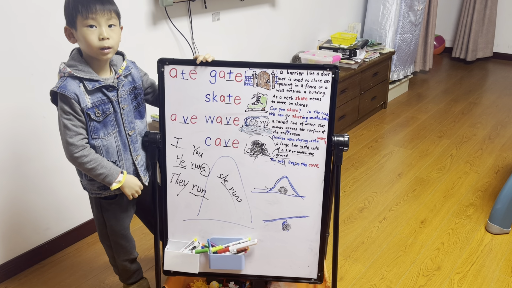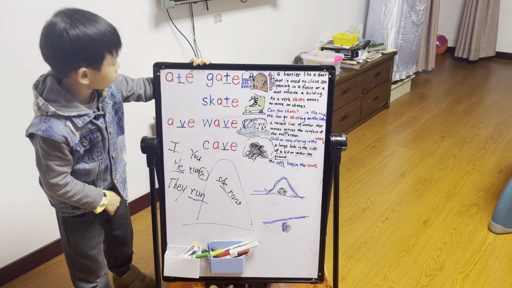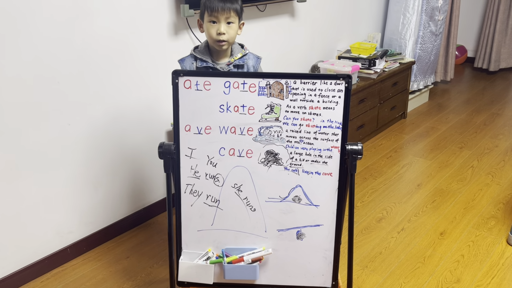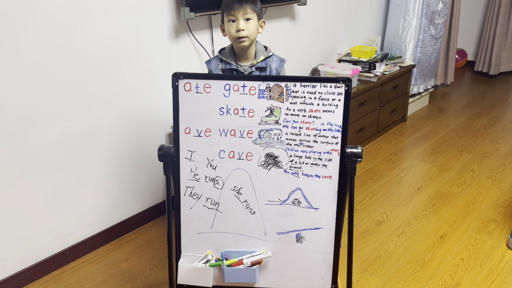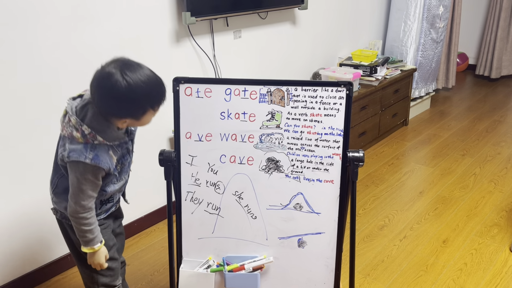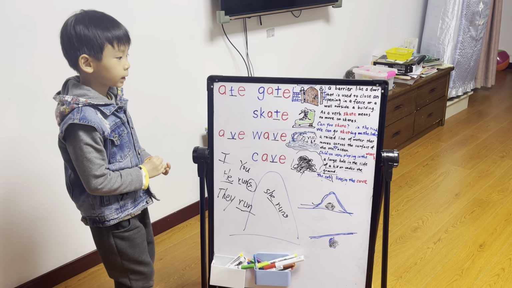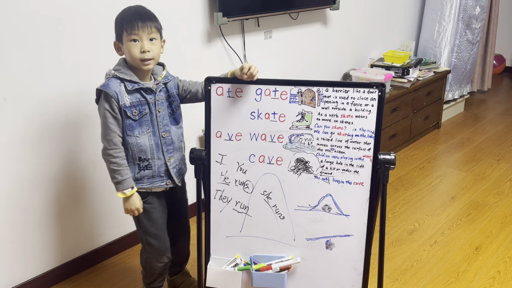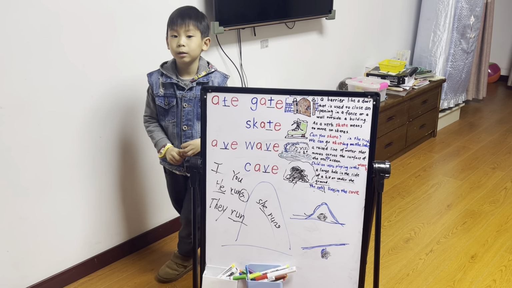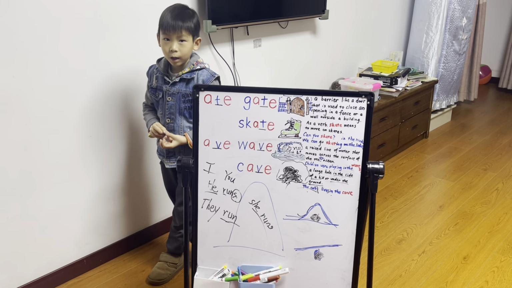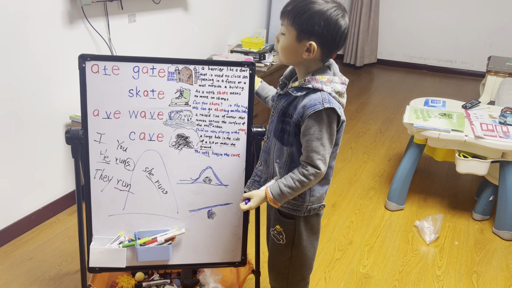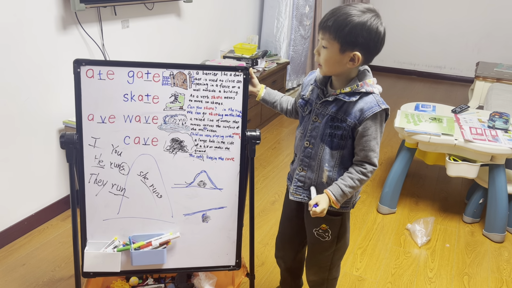How do you say ATE? ATE. Make a sentence. I can use the key to open a gate. Next one, S-K-A-T-E. Skate. Okay. I can use skate to... No, use skate. You can put on skates. How do you say ATE? ATE says eight. Good. Gate, okay.